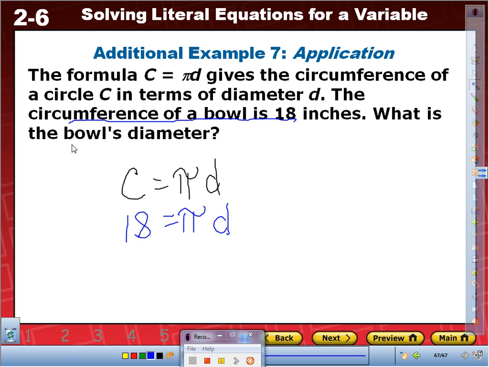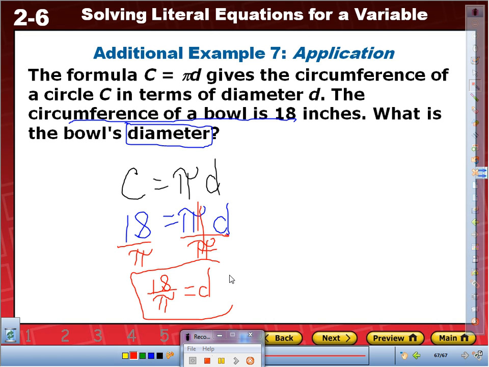And the question is, what is the bowl's diameter? What variable should we solve for? If they're asking for the diameter. D. So what's next to d? Pi. And what operation is happening in between? Multiplication. So we divide by pi. Divide by pi. We're left with 18 over pi equals d. Everybody see that?